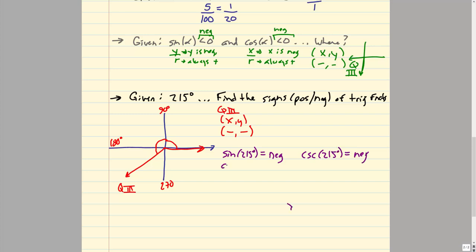Let's do the same thing for cosine. For cosine, that's x over r. The x value is negative here. The r value is positive. A negative divided by a positive is a negative. The reciprocal of cosine is secant. And so that is negative as well. Our next one is tangent.